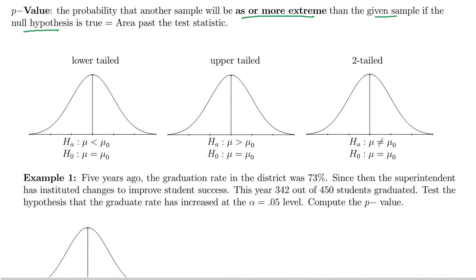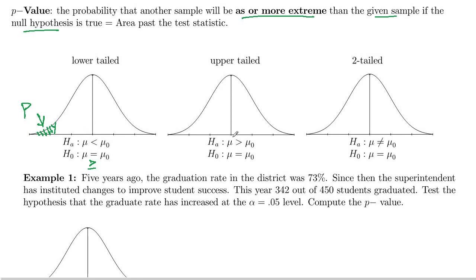So let's take a look here at the possibilities. If we're given a lower tailed test, that's when your alternative hypothesis is mean less than a number, and then your null hypothesis would be equal or greater than or equal to that same number. In that case, your test statistic will typically be on the left-hand side, and then the p-value is the area past that test statistic on the left-hand side. So your p-value is that shaded area there, and that's a measure of how extreme your sample is. If your p-value is smaller, that means your test statistic is farther out away from the middle, a more extreme sample.